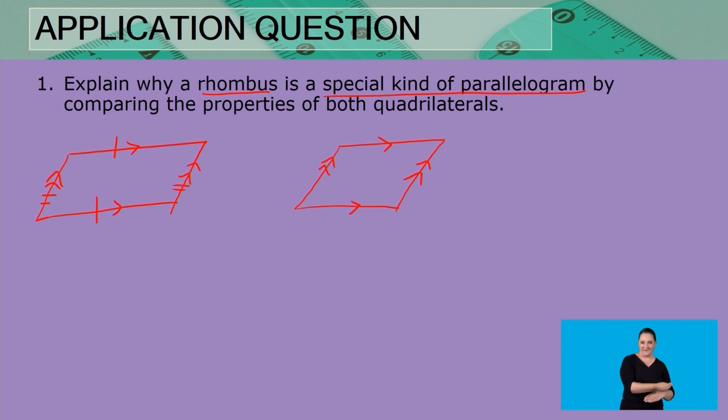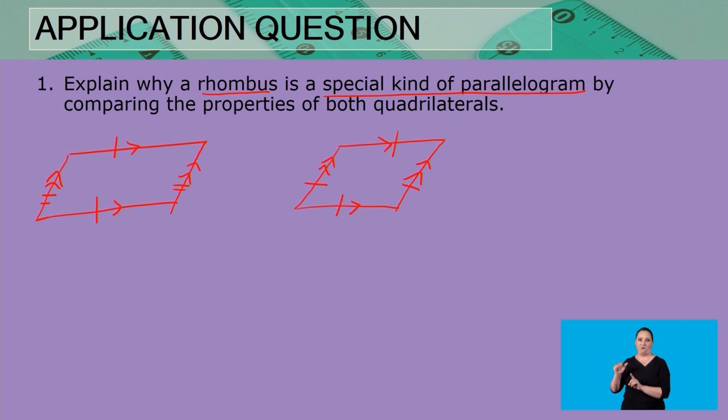Now here's where the difference comes in with a rhombus. Yes, the opposite sides are equal, but in a rhombus, also all the sides are equal. So this means that not only are the opposite sides equal, but also the adjacent sides are equal as well. So this is what makes a rhombus a special kind of parallelogram.